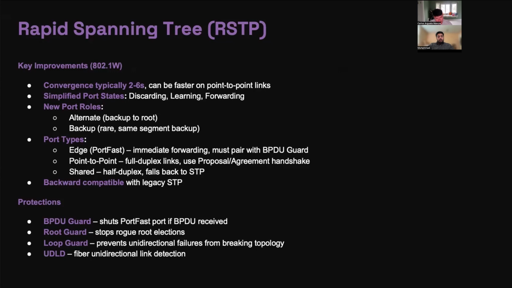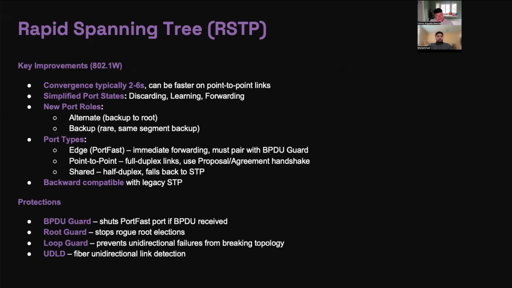The port types you have now are edge or PortFast, which is immediate forwarding. It must pair with BPDU guard, which is another technology that can be used with RSTP. And then you have point-to-point, where you have full duplex links, and you use proposal/agreement handshakes. And then you have shared, which is half duplex, but it falls back to STP. For backward compatibility, it's compatible with legacy STP.